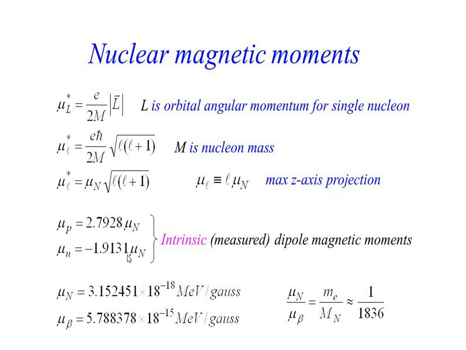You just read about it. And mu n divided by mu b is inversely proportional to its mass. So mu n divided by mu b is equal to me divided by mn. This is 1836.